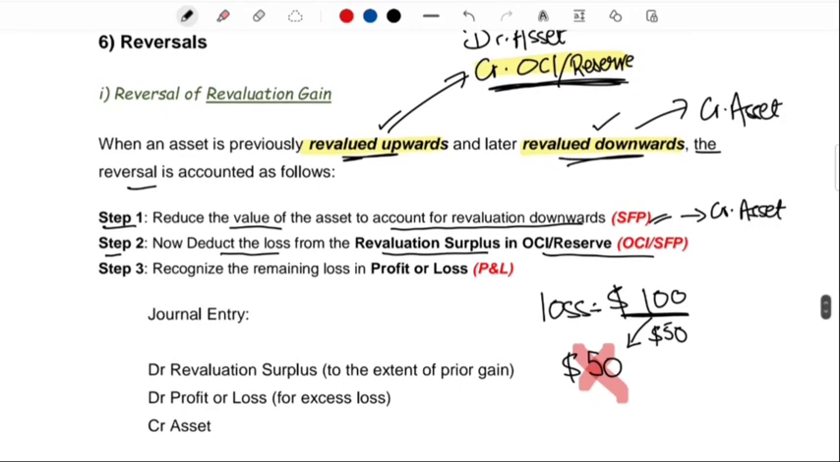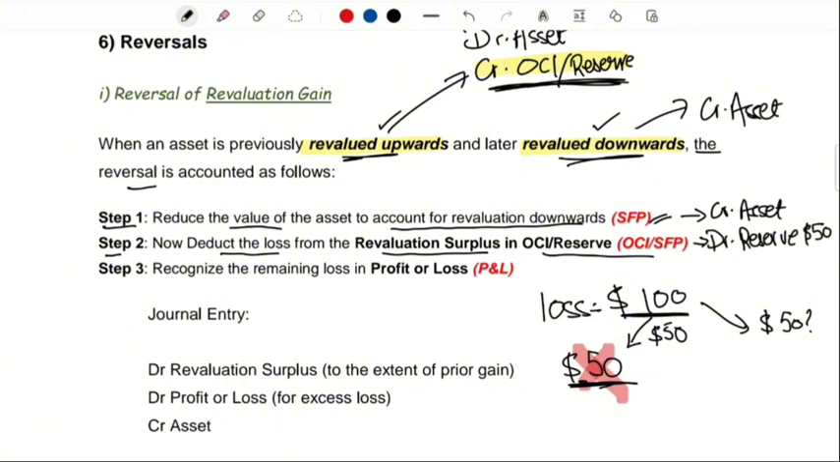Because we know that the revaluation surplus is a credit balance, at this point I will debit the revaluation reserve account with that same amount of gain that was sitting there. I'm reversing that gain, wiping it out. And what happens? I've used that $50 to eat the reserve balance, and there's still a $50 loss remaining. I will take it to the P&L. It's a very simple basic understanding.